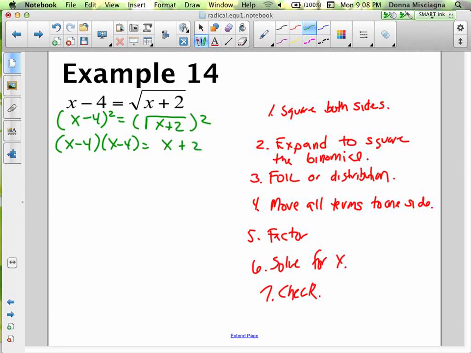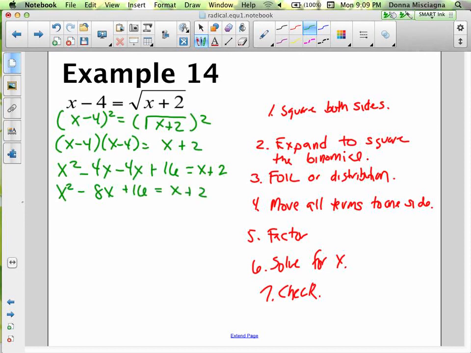Now we'll square. The first time, we'll multiply the first terms. x times x is x squared. The outer terms, -4 times x is -4x. The inner terms, -4 times x is -4x. And the last terms, -4 times -4 is a positive 16. Let's combine our like terms. So we have x squared minus 8x plus 16 equals x plus 2.